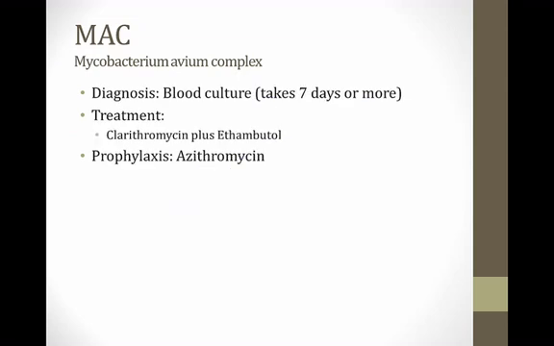The diagnosis of MAC is by blood culture, but remember it's a very slow-growing organism, so it can take 7 days or more to culture, and often treatment is started empirically before culture results are available. The treatment for a disseminated MAC infection is the antibiotic clarithromycin plus ethambutol, which is a tuberculosis drug. But the more important thing to do is prevent a MAC infection, and the prophylaxis is azithromycin.